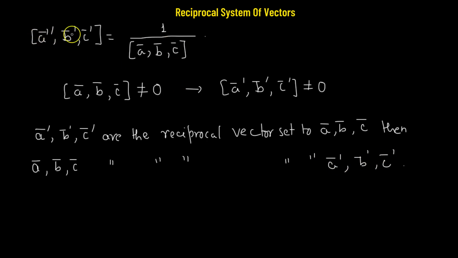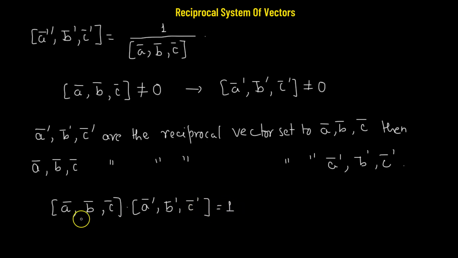Also, if we look at this particular concept, we can say that the scalar triple product between the vectors A, B and C multiplied to the scalar triple product between the vectors A prime, B prime and C prime equals 1. So this would mean that both of them have to be positive or both of them have to be negative at the same time. In other words, if A, B, C is a right-handed system, then A prime, B prime, C prime must also be a right-handed system. And if one is left-handed, the other automatically becomes a left-handed system.